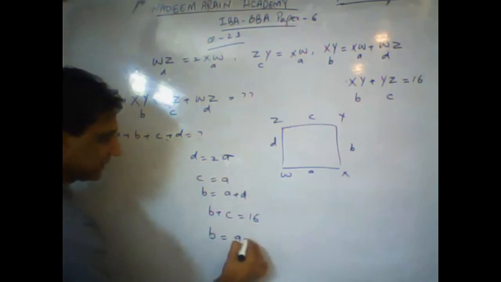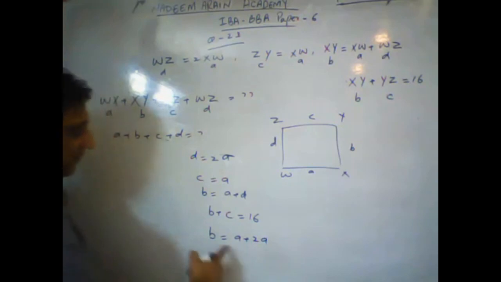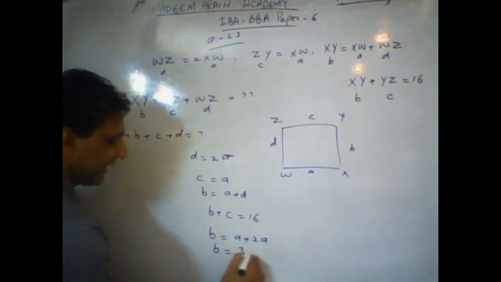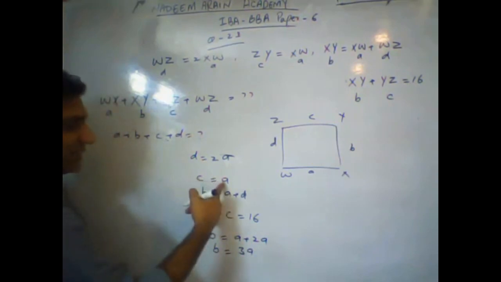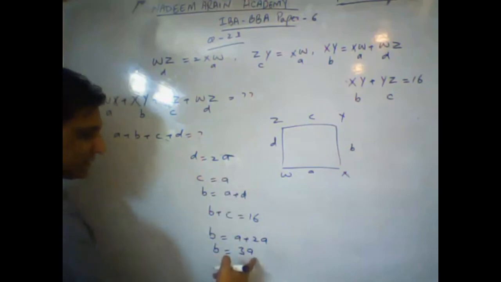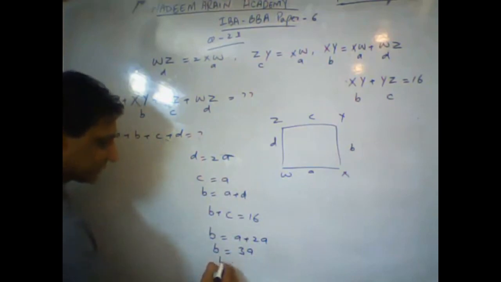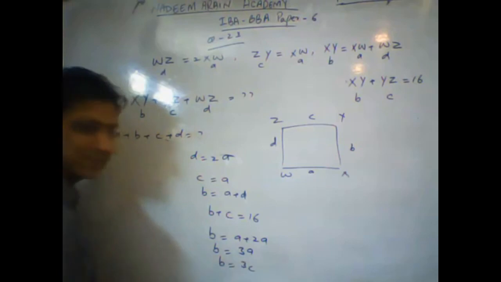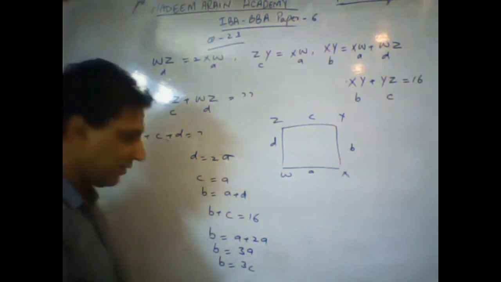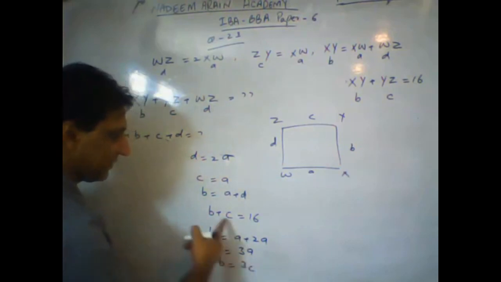So A plus 2A, so B is equal to 3A. But we know that C is equal to A, so 3A is equal to 3C. So we have got B is equal to 3C. Okay, B is equal to 3C will be put here.